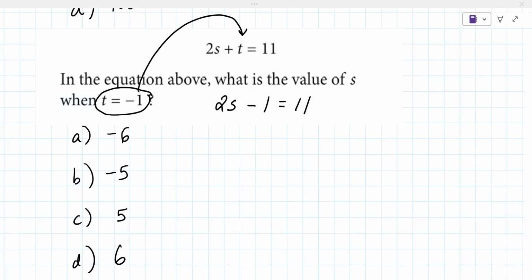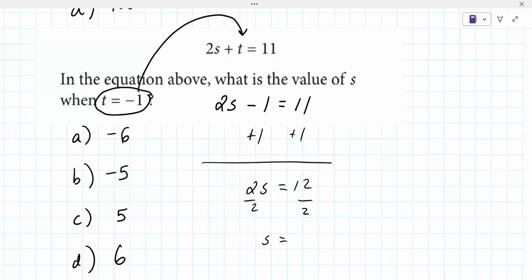All right, Sourish, to solve this problem, you can add 1 to both sides. 2s equals 12, divide by 2, and s equals 6. Or you could try the answers like that. All right, we're going to go ahead and stop here for today.